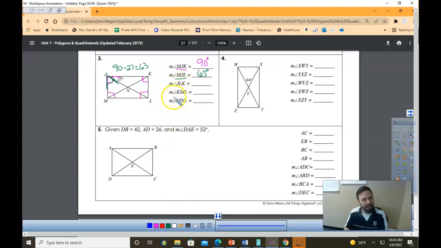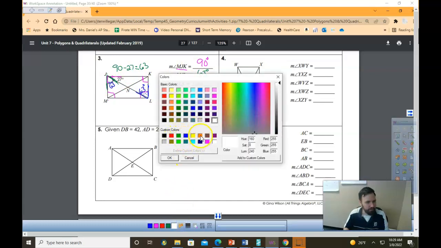Alright, JLK. By the way, the magic word is Barney. I'm going from J to L to K. Now, these are alternate interior angles. They're on alternate sides of this transversal. So we got this was 63. So if that's 63, this would have been 63 because they're alternate. The color I'm going to use is orange.